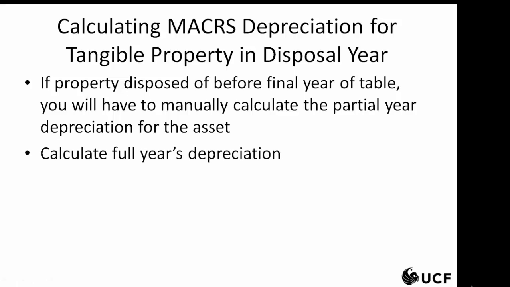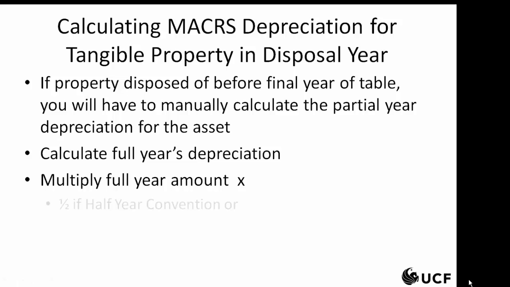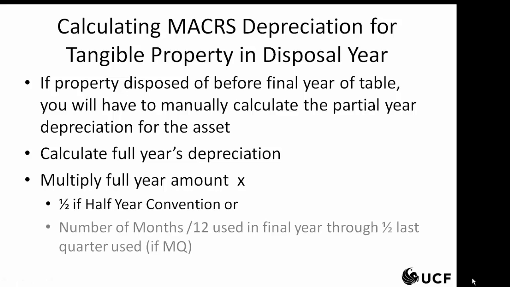In order to do that, we'll follow the steps that we did just a minute ago and calculate the full year's depreciation. We will then take the full year's depreciation and multiply it either by 1/2, if we're using the half-year convention, or by the number of months out of 12 that it was used in the final year. Remember, if we're using mid-quarter, you only go through half of the last quarter used.